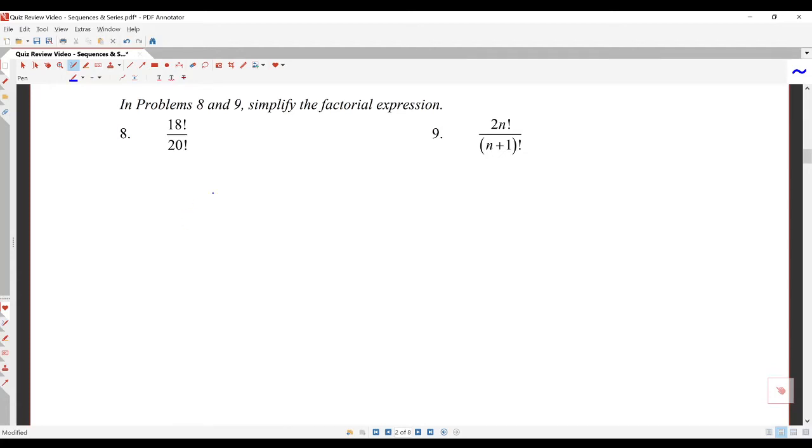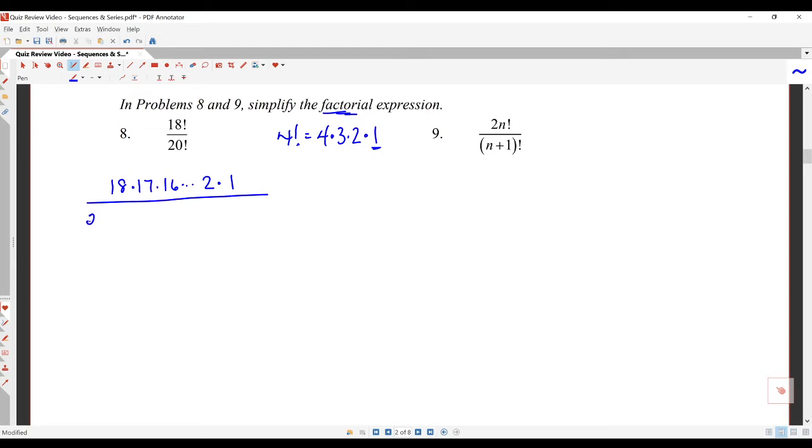Okay, let's take a look at numbers 8 and 9. Again, what does it mean to have a factorial? If I say 4 factorial, it just means take that number and multiply it by all the numbers less than it down to 1. So if I'm taking a look at number 8, 18 factorial would be 18 times 17 times 16 times 15, 14, 13, all the way down to 1.